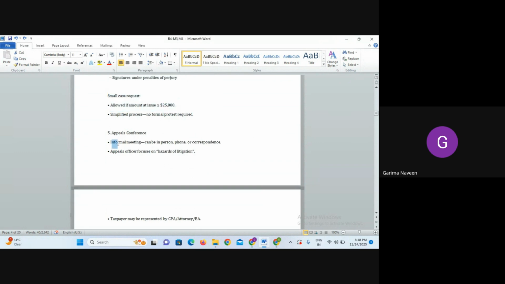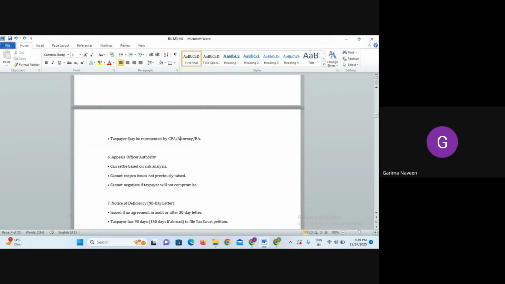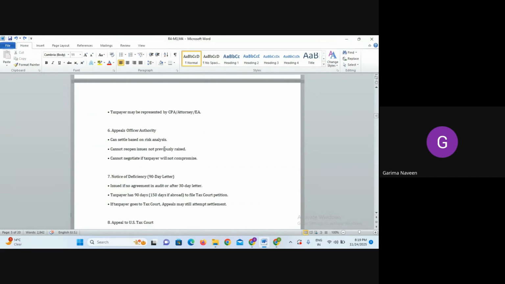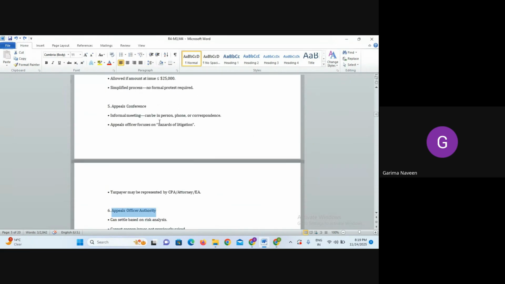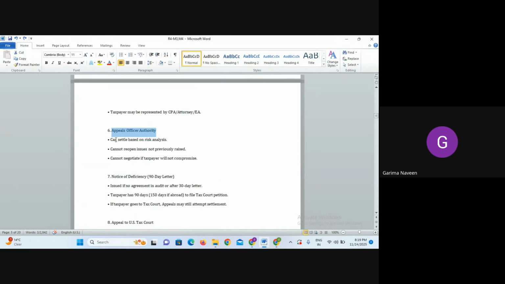Appeal conference is an informal meeting, which can be in person, by phone, or by correspondence. Appeal officers focus on the hazards of litigation, and the taxpayer may be represented by a CA, attorney, or EA. As for the appeal officer's authority, they can settle the case based on risk analysis, but cannot reopen an issue not previously raised, and cannot negotiate if the taxpayer will not compromise.